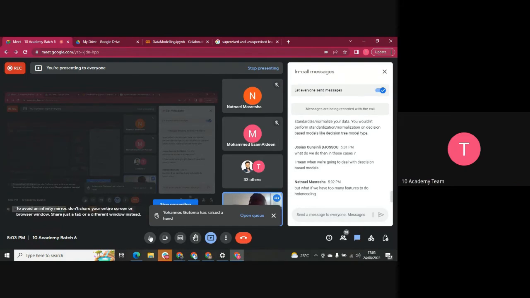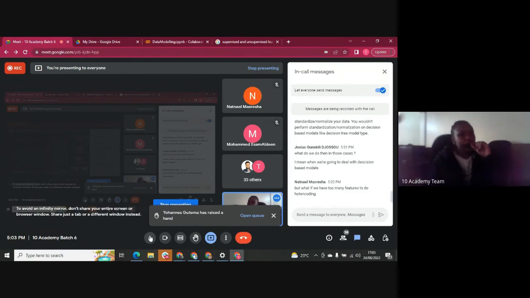And to Natnail, what if we have too many features to do hot encoding? You cannot feed categorical data to a model, so you just have to encode it, either using the one hot encoder or maybe the label encoder. It doesn't matter how many features you have. You just have to do it, honestly, because you can't feed categorical data into your model.